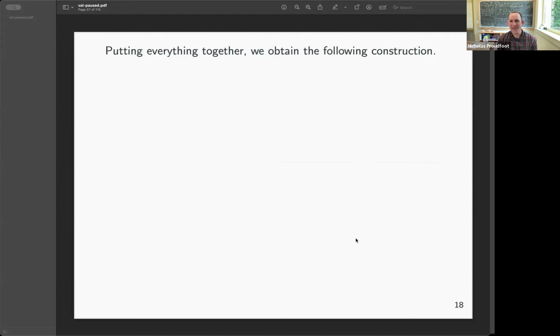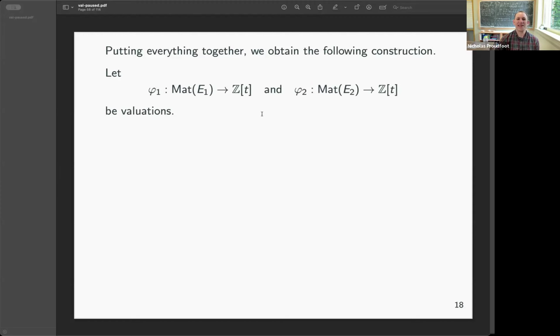So putting everything together, we get the following construction. Suppose I have a valuation for matroids on E1 and another valuation for matroids on E2.